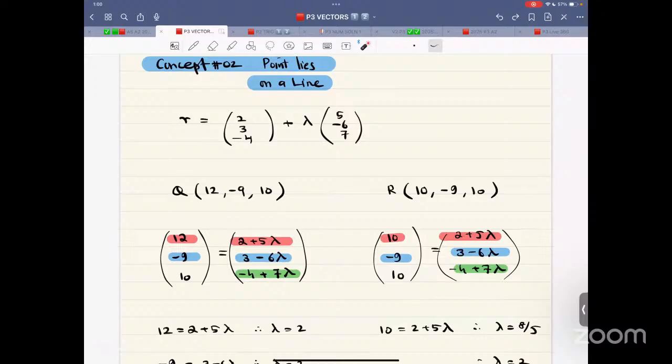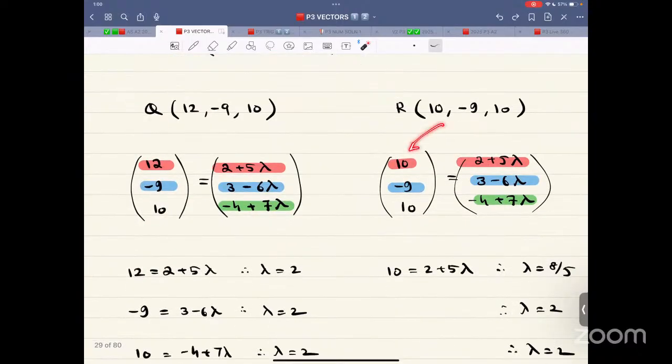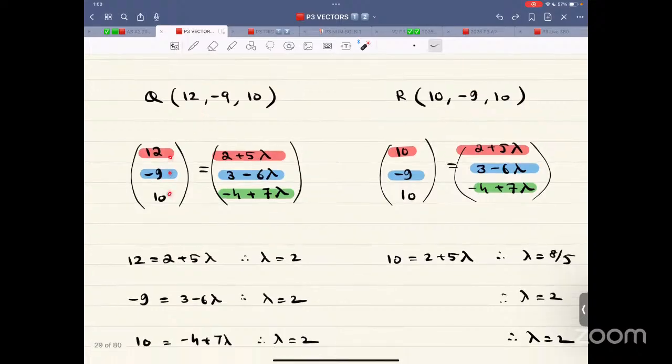Now the next one, point lies on a line. So now there are 2 points. I need to check which one lies on the line. So let me plug in this point over here. Let me plug in this point in place of R. There are 3 equations in each case and only one unknown. There must be a reason for it.